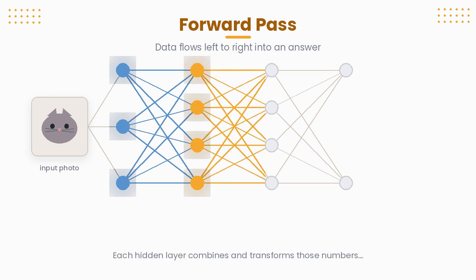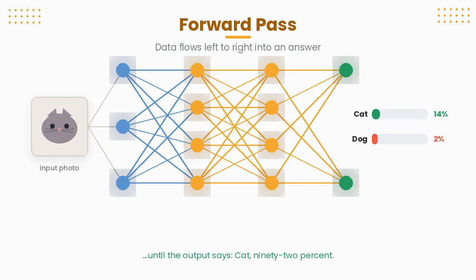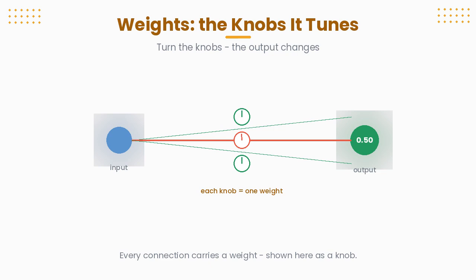Let's follow it. Our cat photo enters as numbers at the input layer. The first hidden layer combines those numbers and passes its signals on. The next layer combines them again, picking out more and more useful features. Layer after layer, the signal travels forward until it reaches the output. And the network announces its verdict. Cat, 92% confident. But how does it get good?